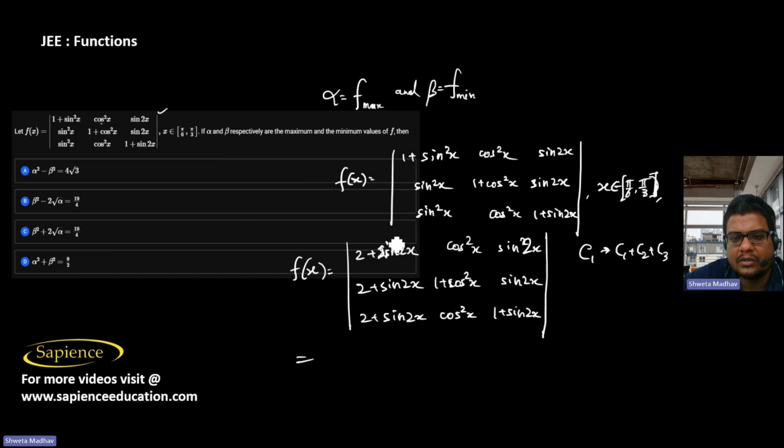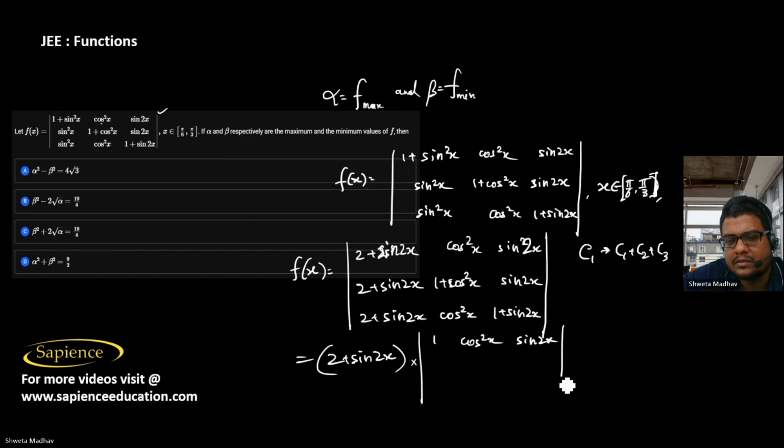Then from column 1, we can take 2 plus sine 2x as common. And then we'll get the determinant of, in the first column, 1 1 1, in the second column cos square x, 1 plus cos square x and cos square x, and in the third column sine 2x, sine 2x and 1 plus sine 2x.